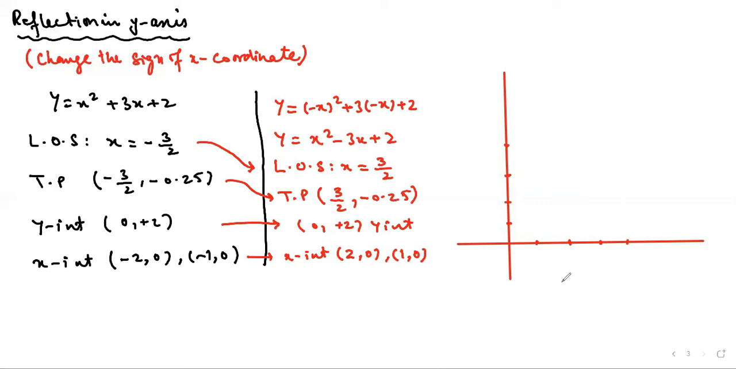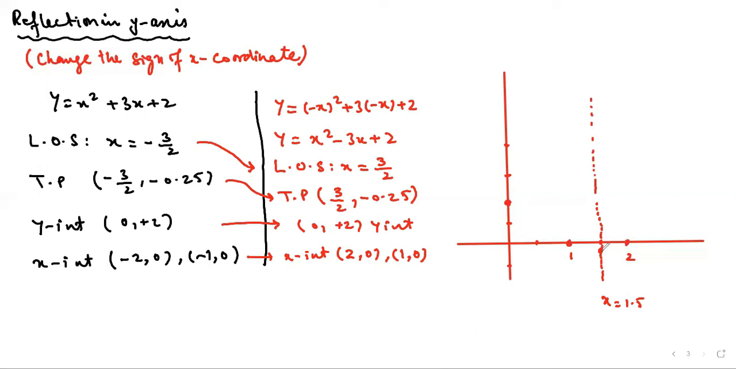Now, first of all, we will draw the line of symmetry. The line of symmetry is x is equal to 1.5. Now we will draw the turning point. Turning point is 3/2 comma minus 0.25. This one is the turning point. Y-intercept is 0 comma 2. And the x-intercepts are 1, 0 and 2, 0.